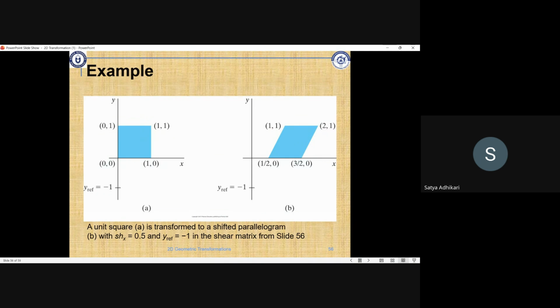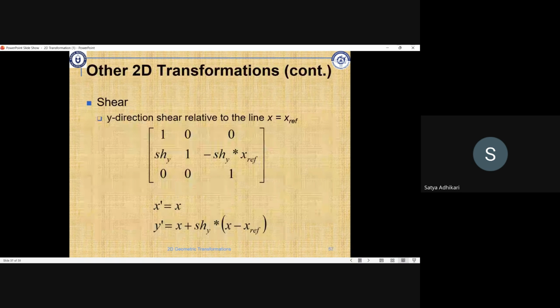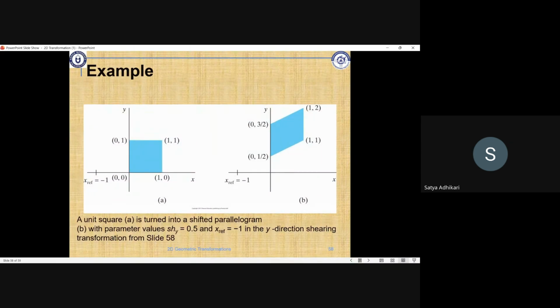So you see there is no change in the y axis. The y coordinate is the same as the original, only x changes. If you compare the y coordinate of the original position and the final position, the y coordinate does not change. Only the x coordinate changes, because the shearing is Shx. You are using Shx, that is the shearing factor about the x axis. Similarly, x reference is equal to 1. Here the x remains the same, but y changes.